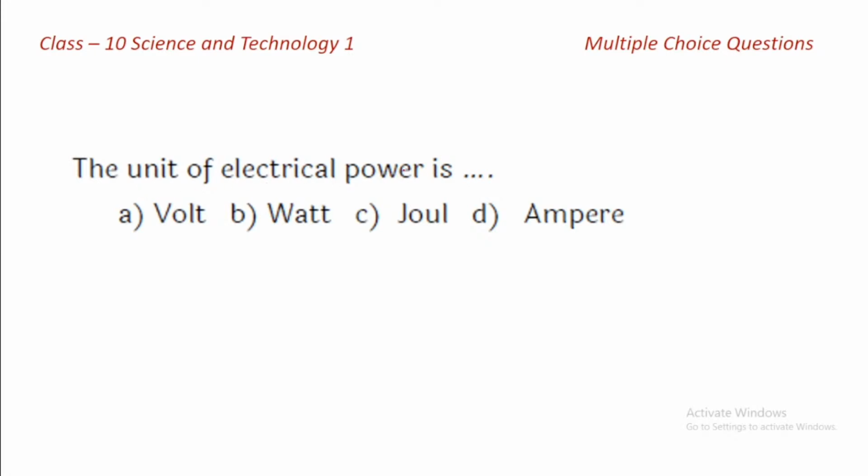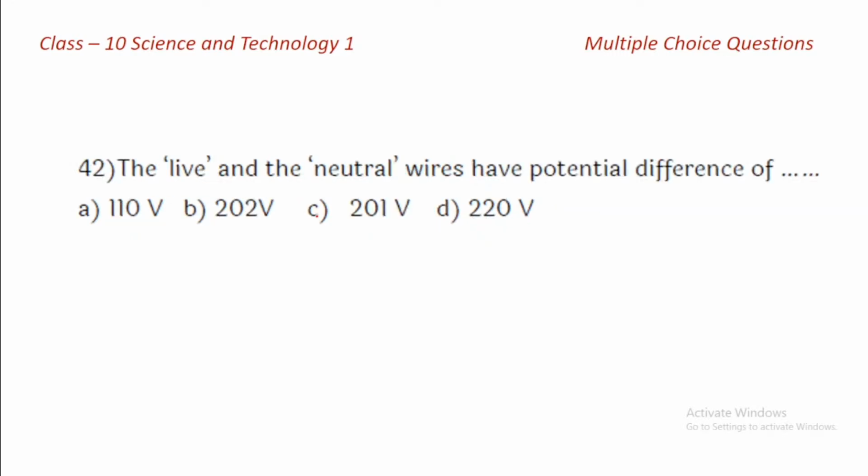The unit of electrical power is dot dot. Volt, watt, joule or ampere. Correct answer is watt. The unit of electrical power is watt. The live and neutral wires have a potential difference of dot dot. 110 volt, 202 volt, 201 volt, or option D is 220 volt. Answer is option D. The live and the neutral wires have a potential difference of 220 volts.